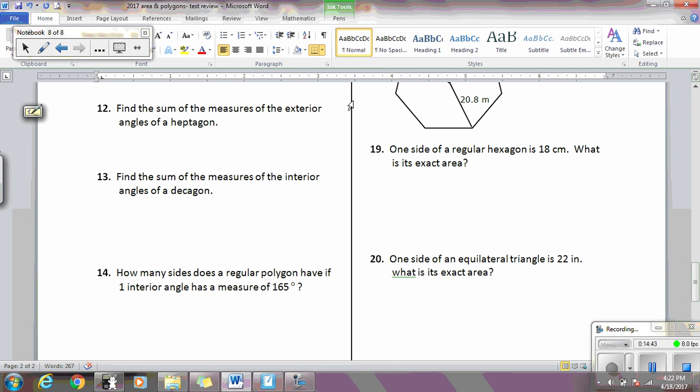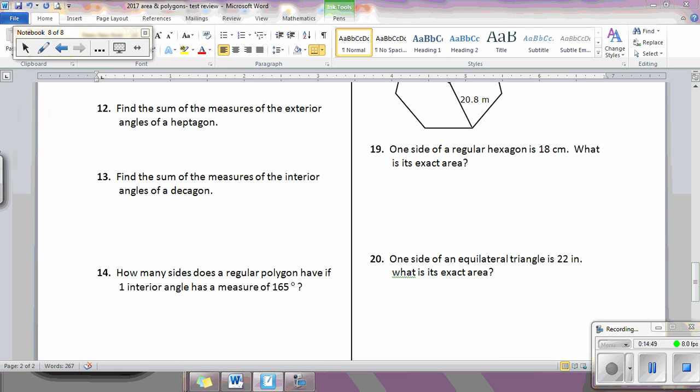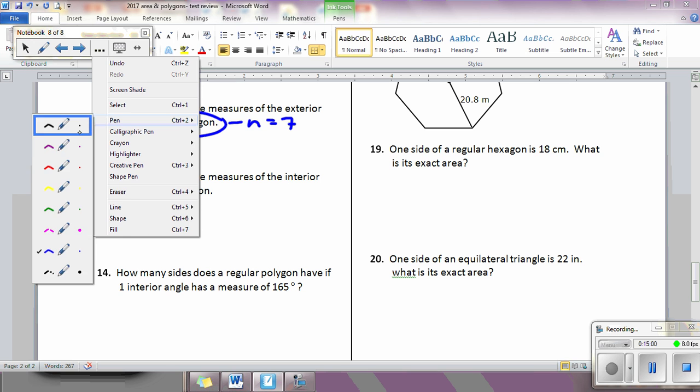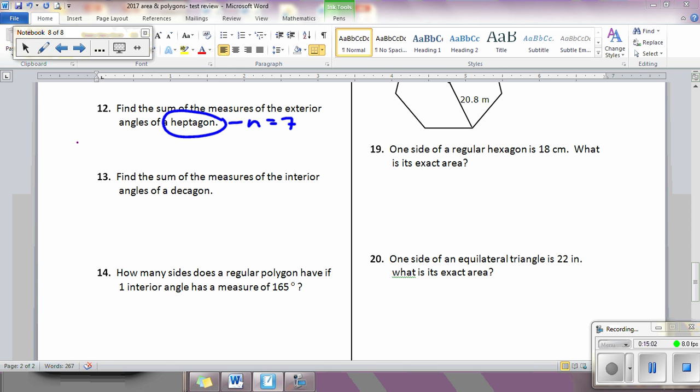Number 12 says find the sum of the measures of the exterior angles of a heptagon. A heptagon, again, is the 7-sided figure. But the sum of the exterior angles for every polygon is always 360 degrees.